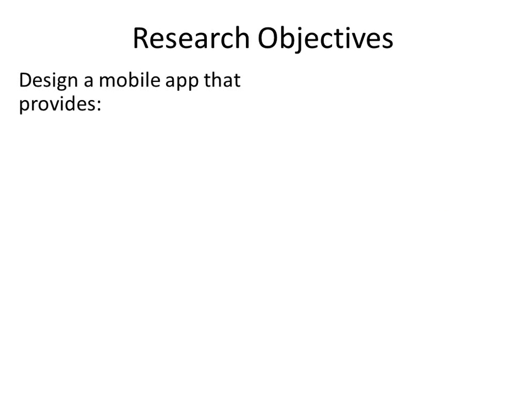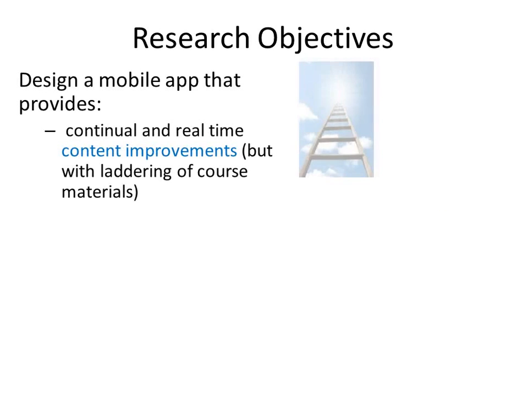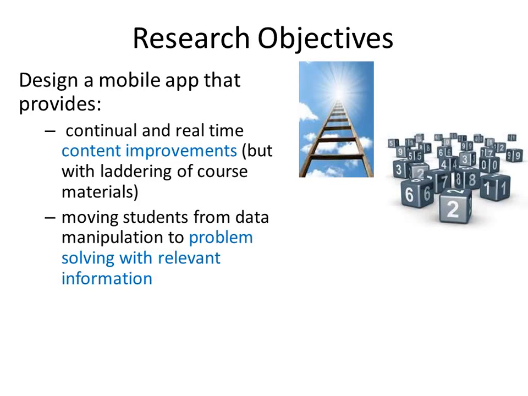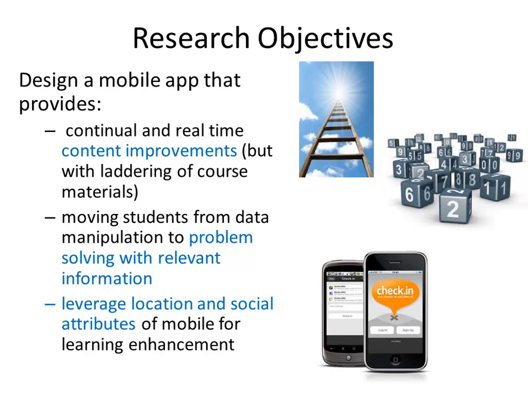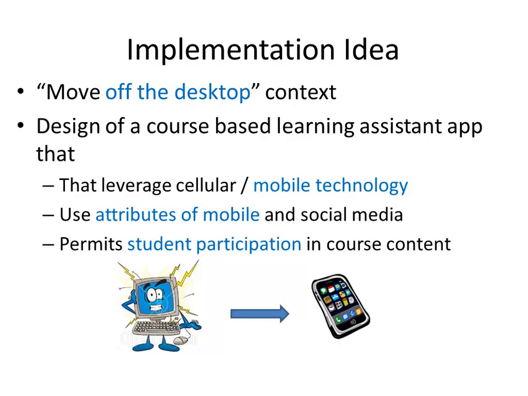So the research trajectory: we want to design a mobile app that provides continuous, real-time content improvement for the students, move the students from data manipulation to solving real-world problems, and then leverage location and social attributes of mobile for learning enhancement. In our implementation, we want to move off the desktop and design a mobile app that incorporates all the aspects of the classroom content, but moves a lot of the discussion and interaction outside the classroom, with the classroom itself being just one aspect of the students' learning engagement.